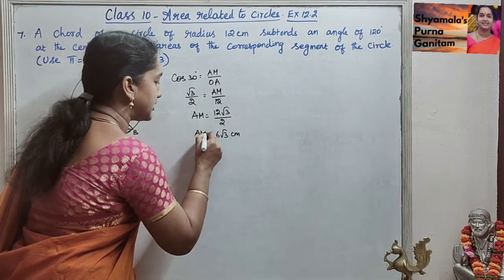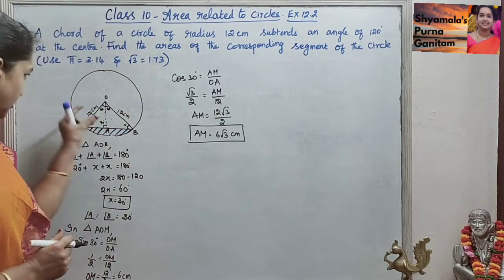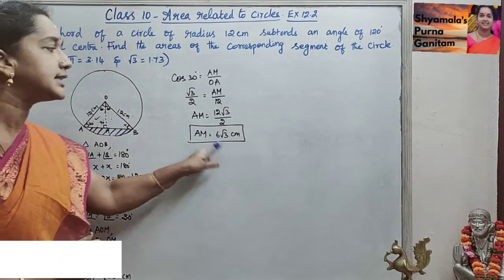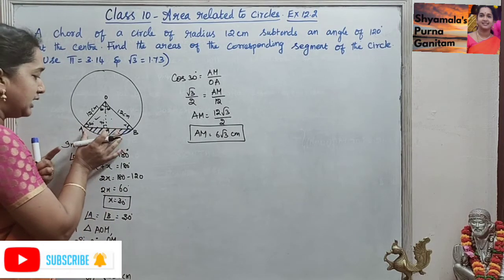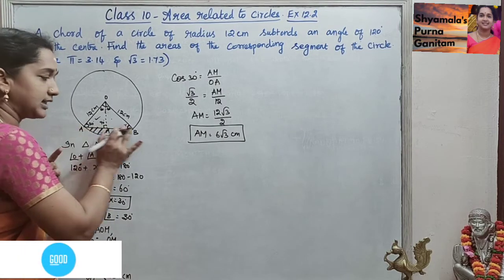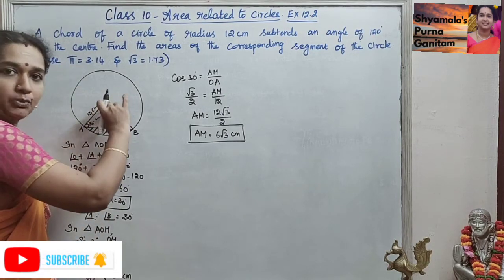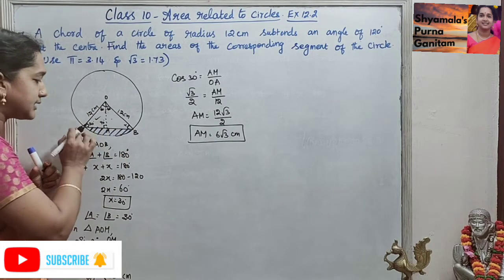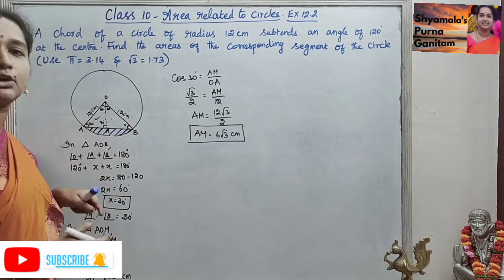So this is the base. AM is the base, that is one side. For this triangle we got AM as 6 root 3. Actually we need the base length, that is AB. For triangle AOB we need height and the base. Height we got as 6 centimeter. Base is AB. So AB is equal to 2 times AM.